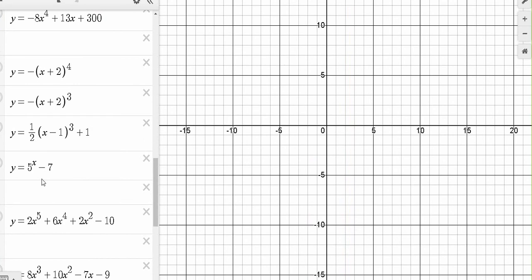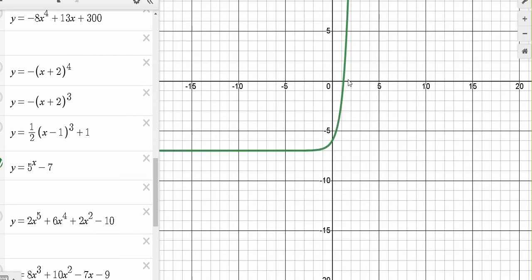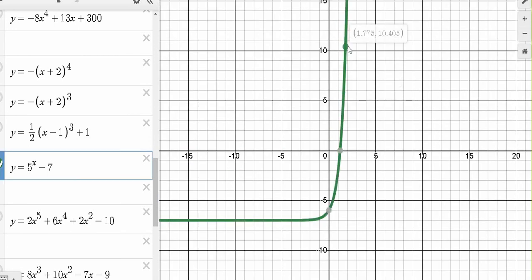And end behavior is not limited to just our polynomial functions. We can see it with our exponential functions. So that'd be something like this: y equals 5 to the x minus 7. As you move out towards positive infinity, move out towards the positive direction, the y value is just going to get bigger and bigger and bigger. It's exploding.